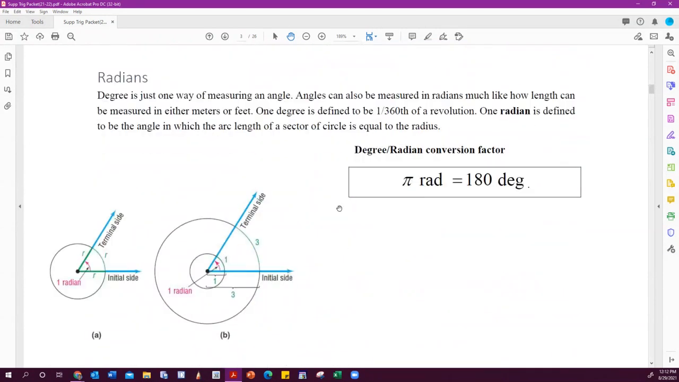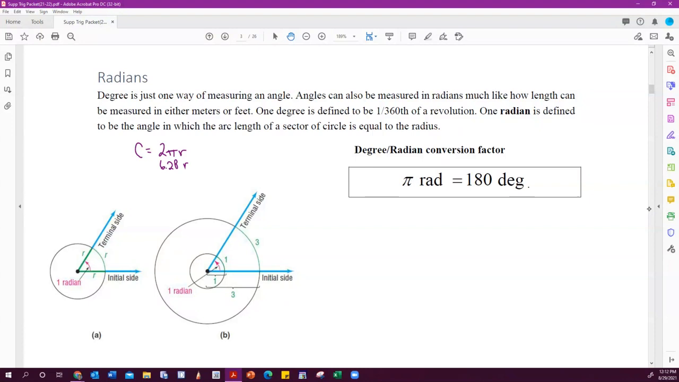Degrees are wonderful, but they're only one way of measuring angles. We actually have another way that we prefer in calculus, which is unitless, because it's in terms of radiuses. Recall that the circumference of a circle is 2 pi r, which means that you would have about 6.2 r radiuses that go around a circle.